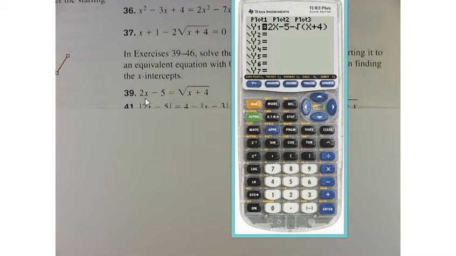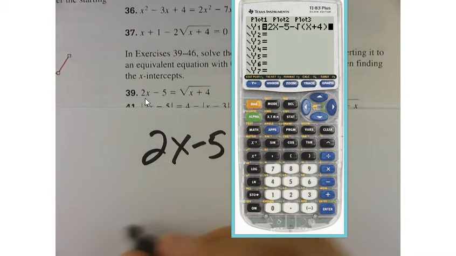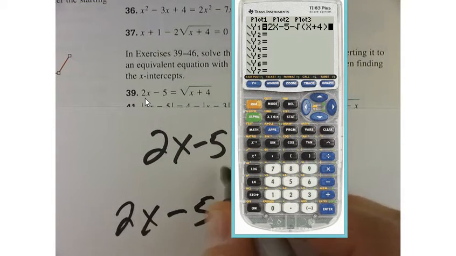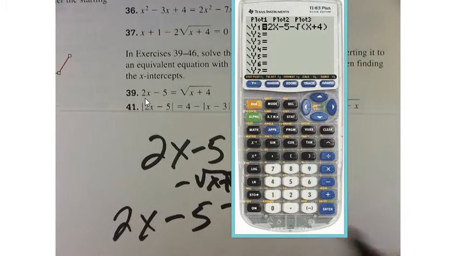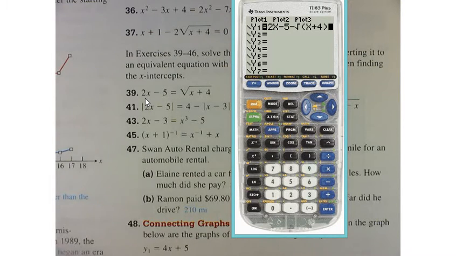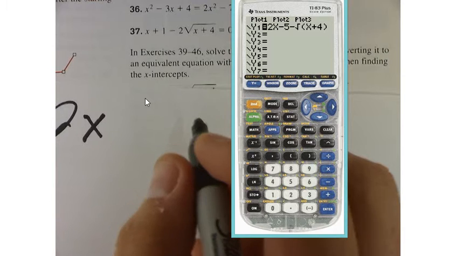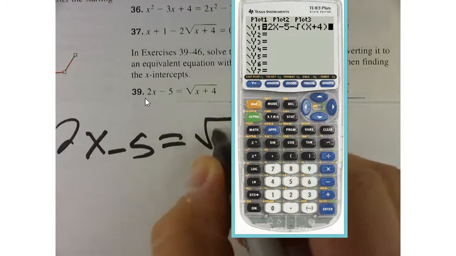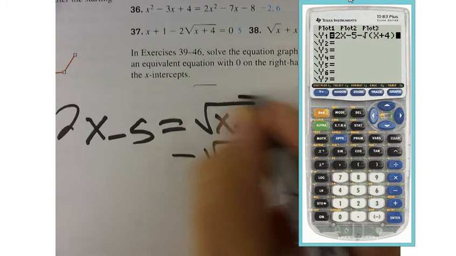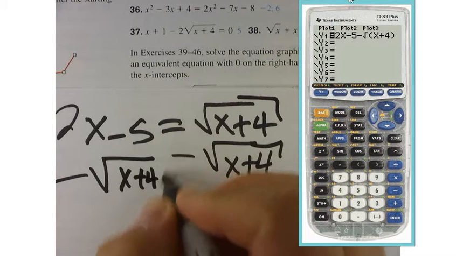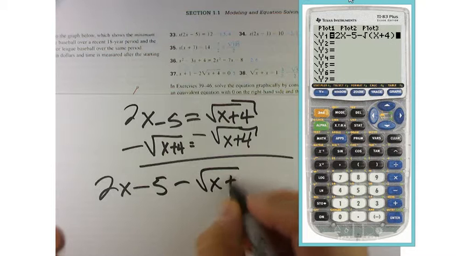So let's write it down and take a look-see. If I say 2x minus 5 is equal to the square root of x plus 4, and I subtract this from both sides of the equal sign, what I end up with is 2x minus 5 minus the square root of x plus 4 equals 0. Let me move this over here to the side so you can see it better, and zoom out a little bit.